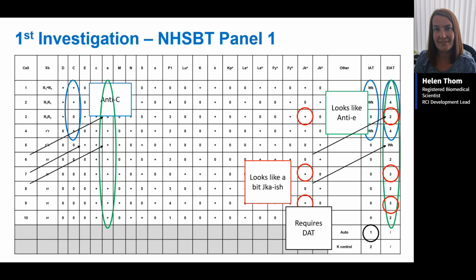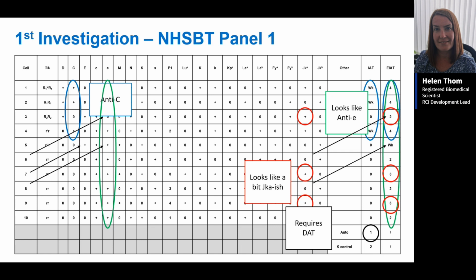We also identified what looks like an anti-little e. So we're thinking, right, that could be an anti-little e. But when you scrutinise the phenotype of the cells and the pattern of reactions, even though it is pan-reactive, it's slightly weaker on the little e negative line and the heterozygous line. That's a key thing when you're doing your antibody ID: you look for the difference in gradient to see if there could be something there.